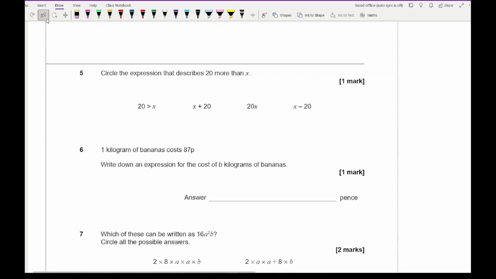Then moving on to the next one, it says circle the expression that describes 20 more than x. Now 20 more basically means plus, so we're looking for 20 plus x, which is our second option.